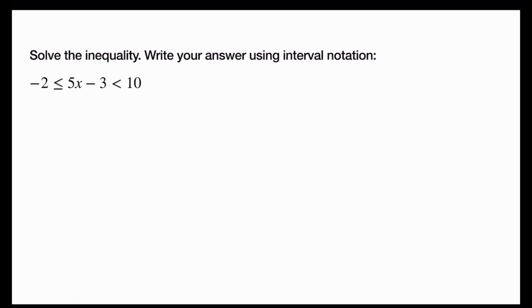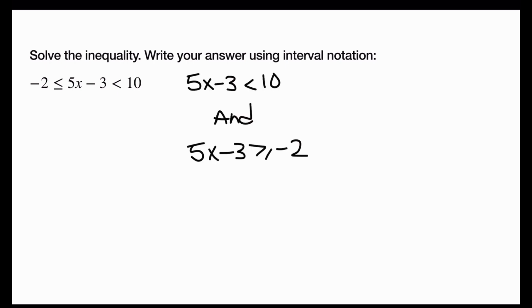My next example is considered a three-part inequality. Negative 2 less than or equal to 5x minus 3 less than 10. A three-part inequality is technically two different inequalities that we're kind of combining into one statement so that we can solve it a little bit faster. Technically, this problem is saying 5x minus 3 is less than 10, and 5x minus 3 is bigger than or equal to negative 2. So both of those statements are true. I have an and there. And so I can combine that into one three-part inequality.